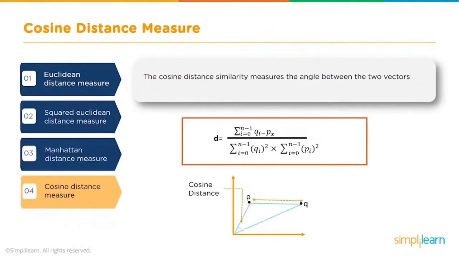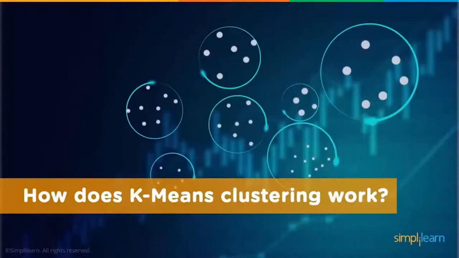Then we have cosine distance measure. In this case, we take the angle between the two vectors formed by joining the points from the origin. So that is the cosine distance measure. Okay, so that was a quick overview about the various distance measures that are supported by k-means. Now let's go and check how exactly k-means clustering works.